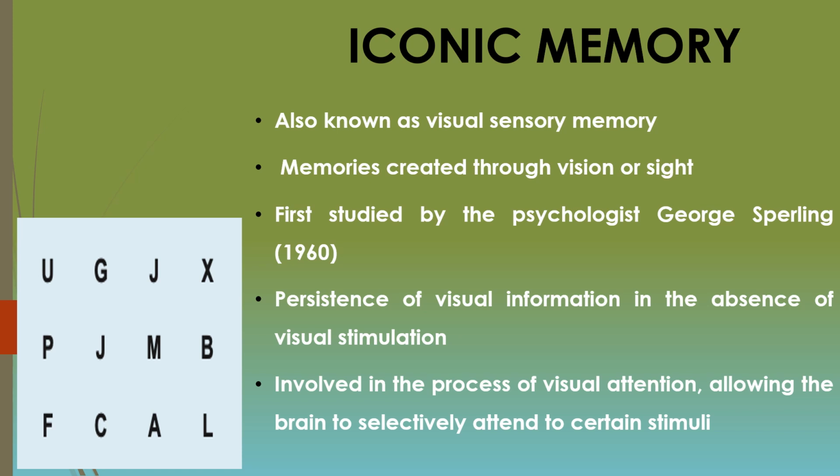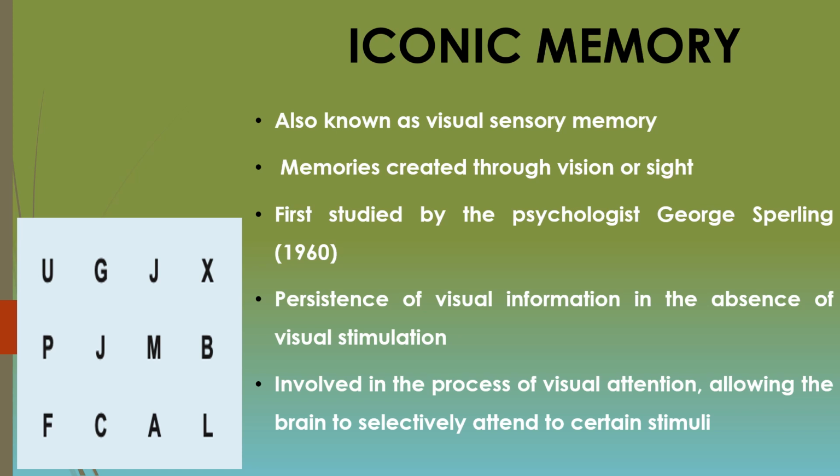The iconic memory is a type of sensory memory that is responsible for temporary storage and processing of the visual information. It only lasts for a brief moment, typically about half a second, before being either forgotten or transferred to another type of memory.